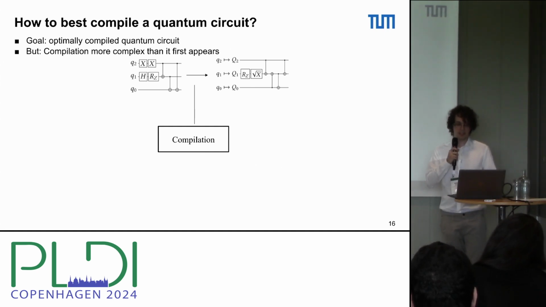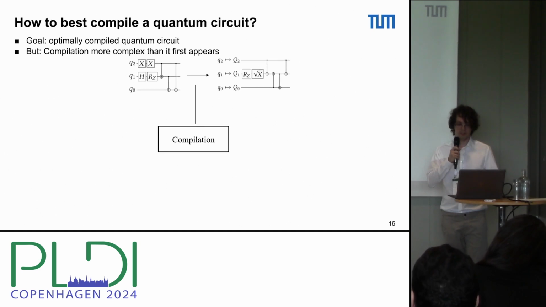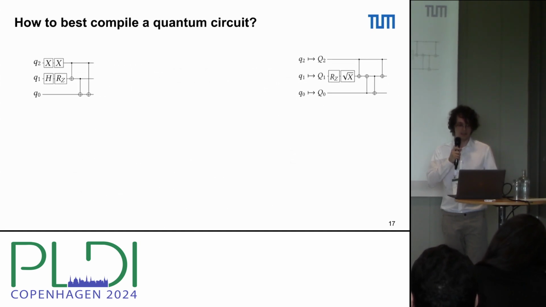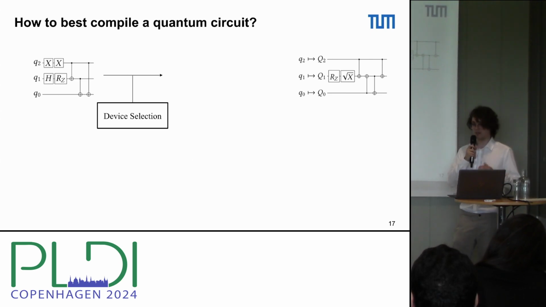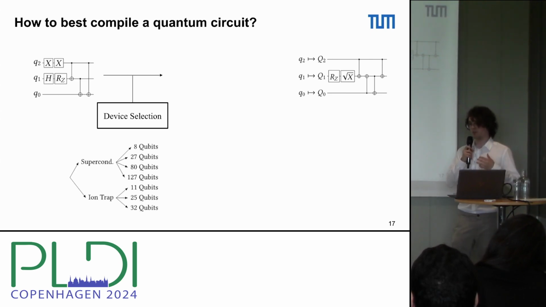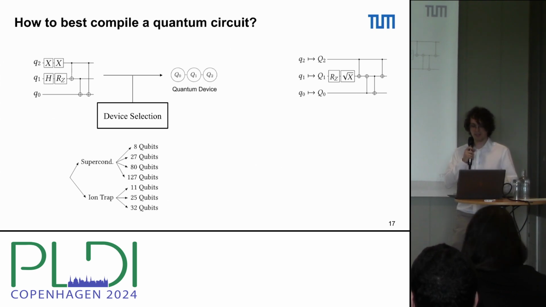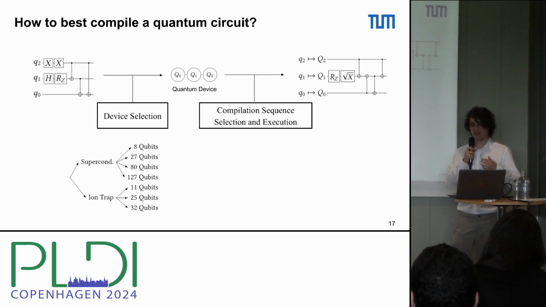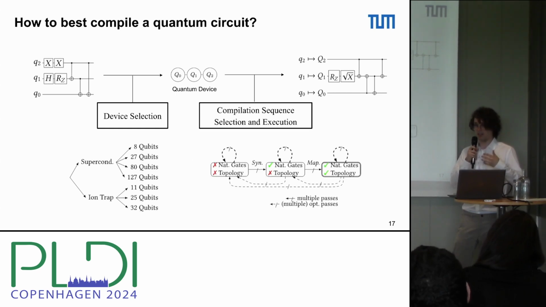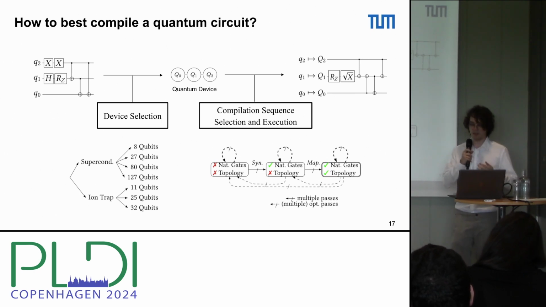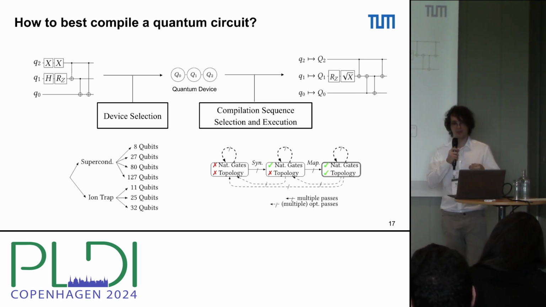But in our case, we split this task into two individual steps. The first step is device selection. Let's imagine we have a set of different quantum computing devices, and we want to select which device is actually the best one for our specific circuit. Once we have the quantum device, the second step is the actual compilation. Each device supports a set of native gates that we need to translate our circuit to, and then we also need to map our circuit to the topology of this device.